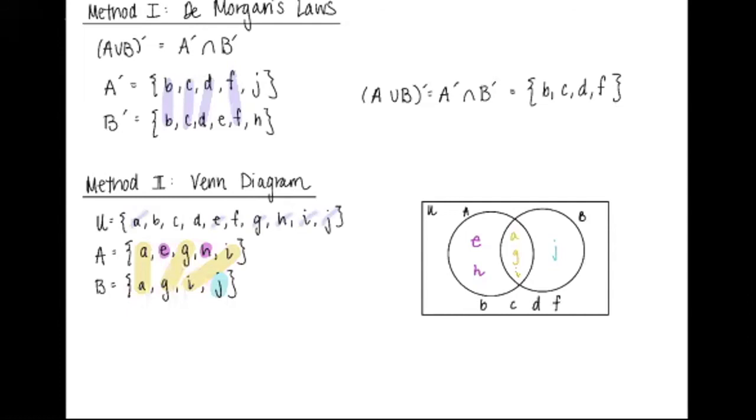Okay. And so our set A union B complement means elements not in A union B. Okay. So the union joins these two circles. The complement then is everything outside.